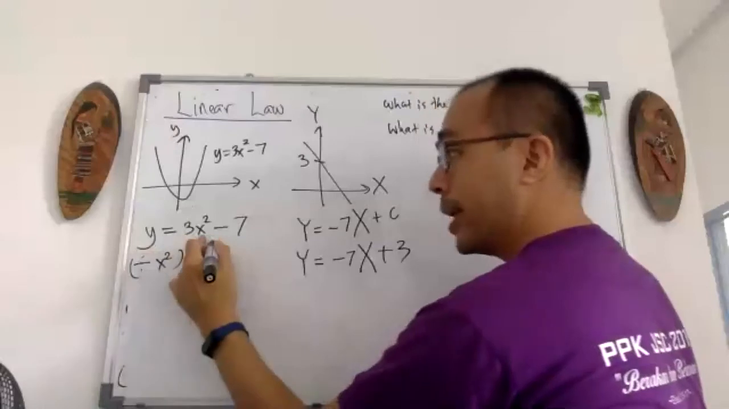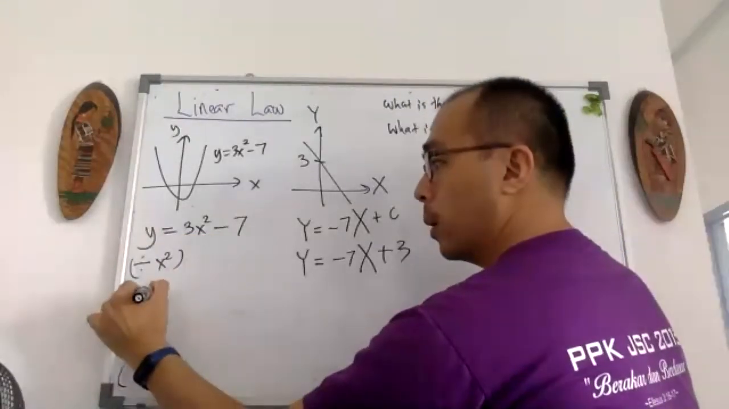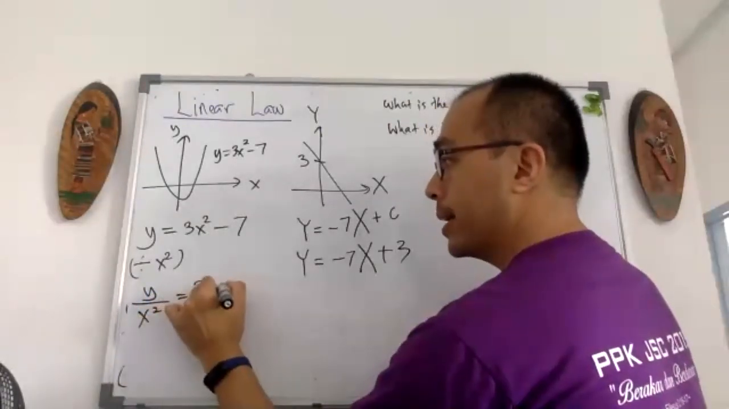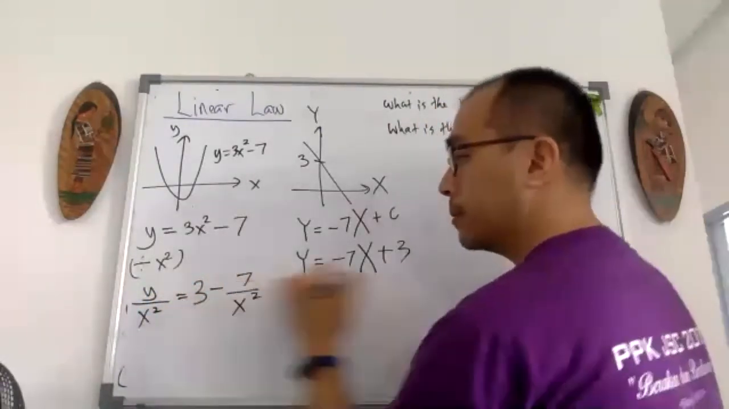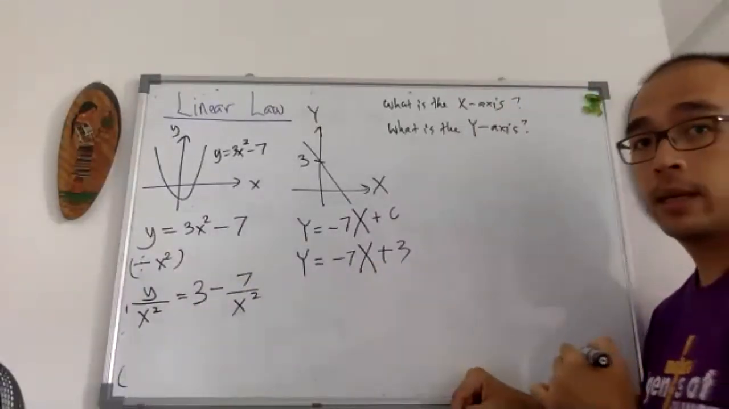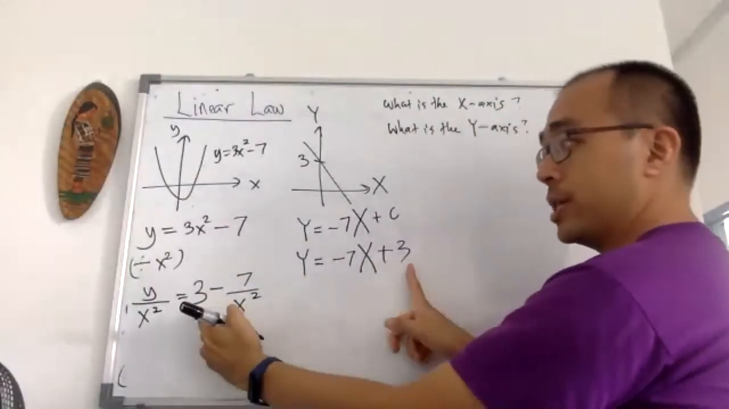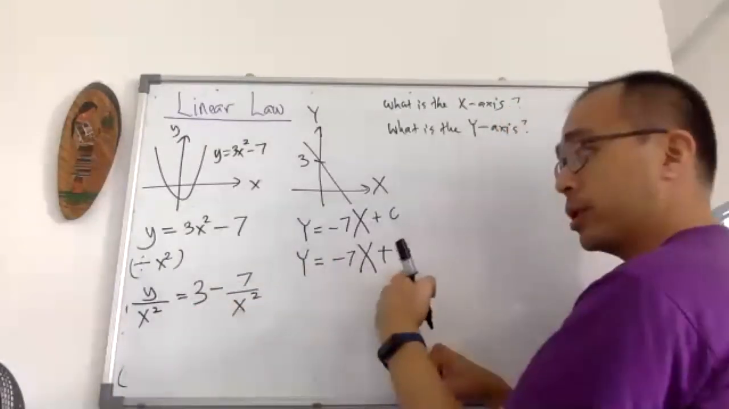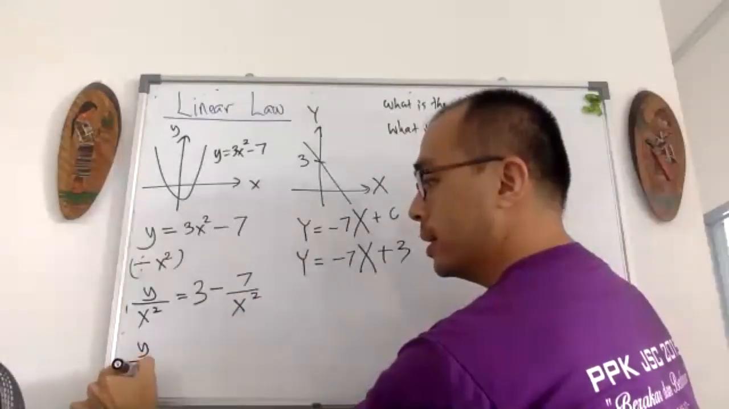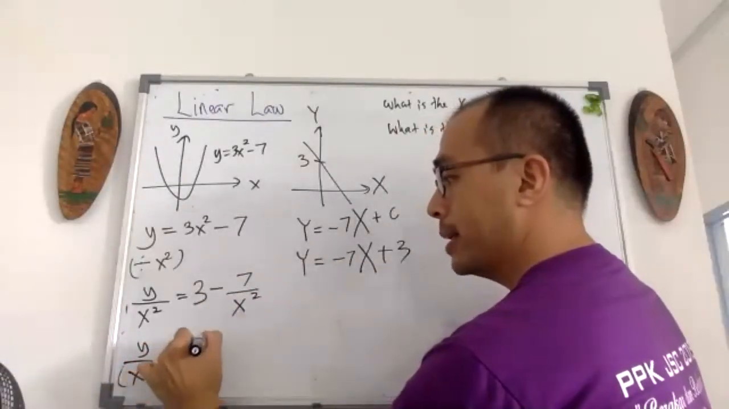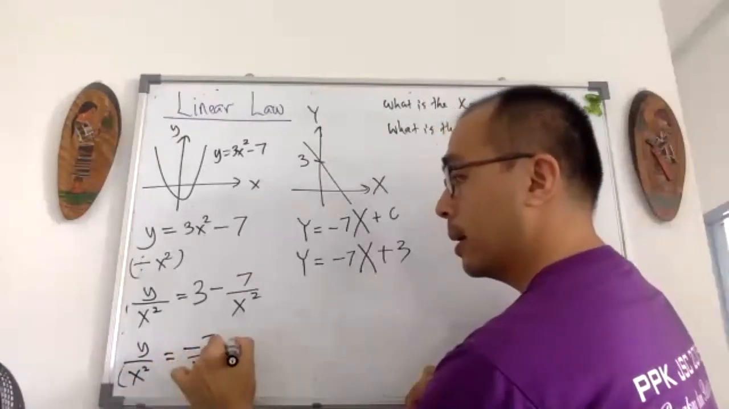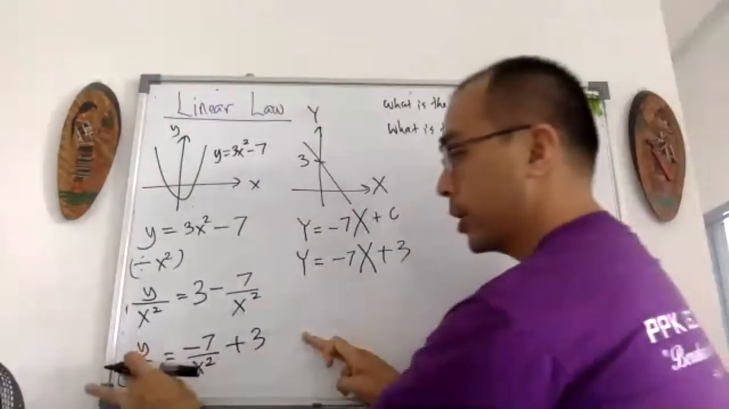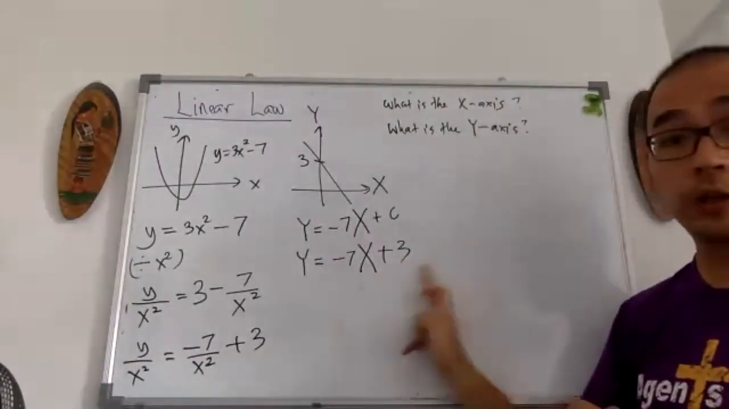If I throw away the x squared from here, this one will become y over x squared equals 3 minus 7 over x squared. I bahagi everything so that my 3 is alone. Now I'm going to change this so that I can put the 3 in the back. Y over x squared equals minus 7 over x squared plus 3, so that it looks something like this. Sorry, so it looks almost the same.